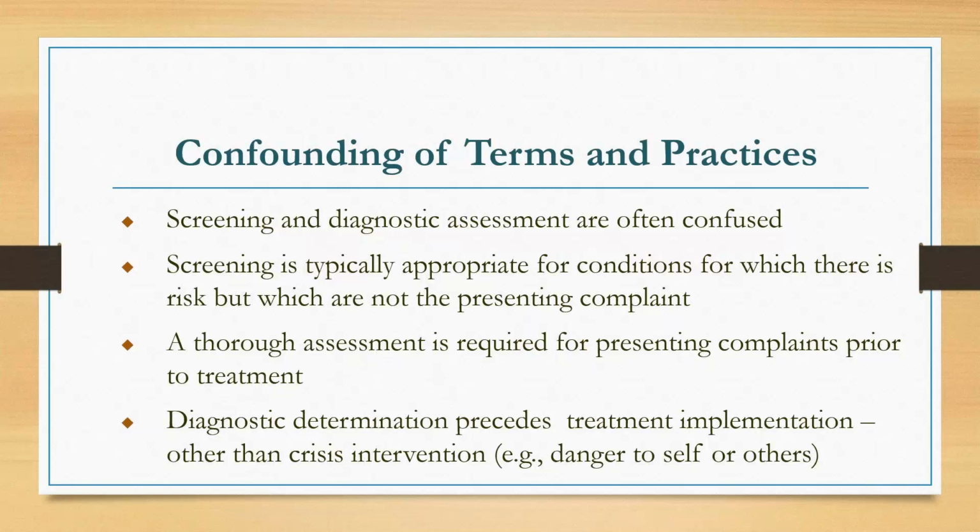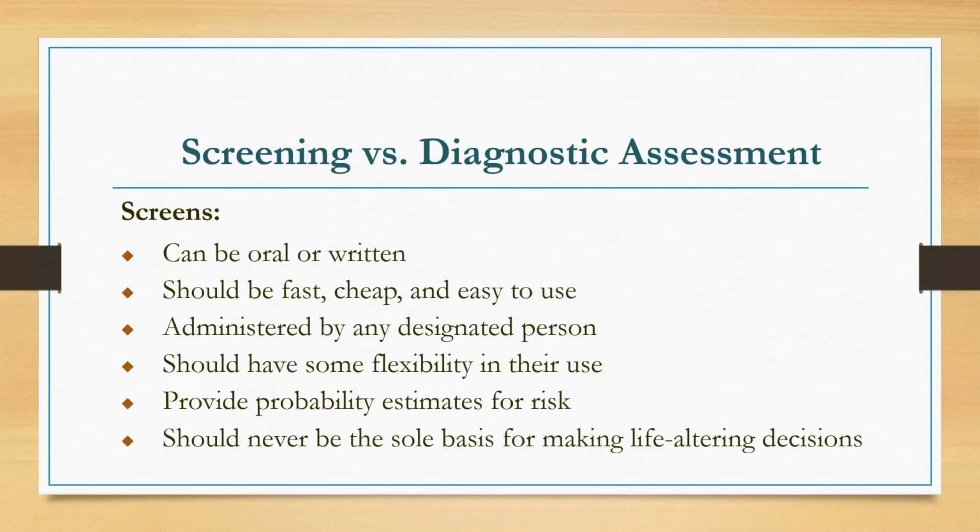Screening is typically appropriate for conditions where there is risk, but which is not the presenting complaint. A thorough assessment is actually required for presenting complaints prior to treatment, as we'll discuss a little bit more. In general, the sequence would be a screen is positive, that triggers an assessment. The assessment then triggers a treatment plan. In some cases, there are things that come up that require deviation from that sequence. If the person is a danger to self or others, or is acutely intoxicated, for example, some of the assessment may need to be deferred until a later point.